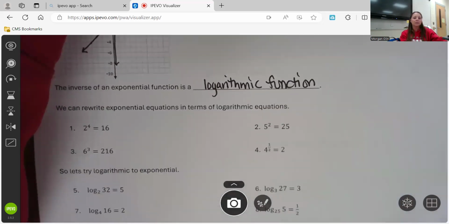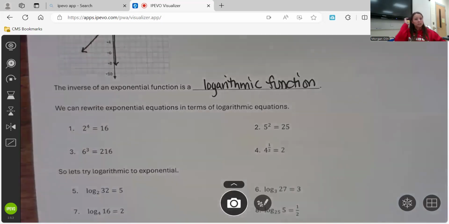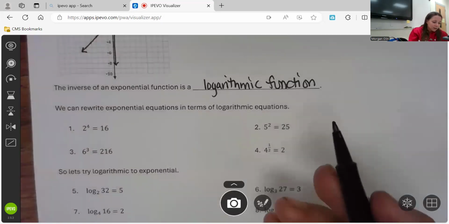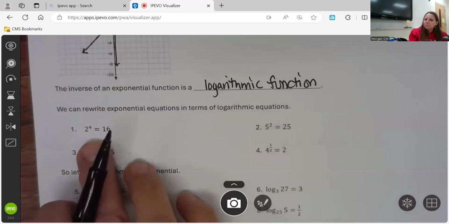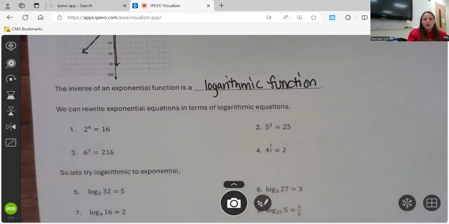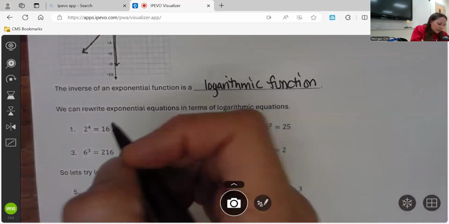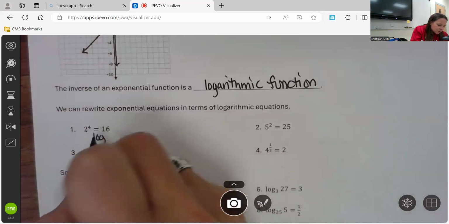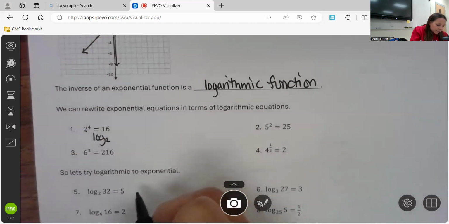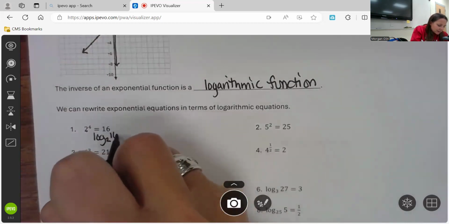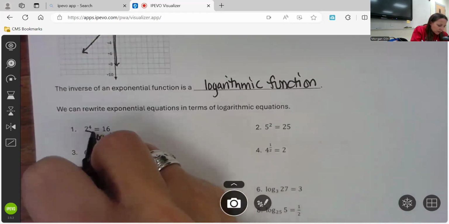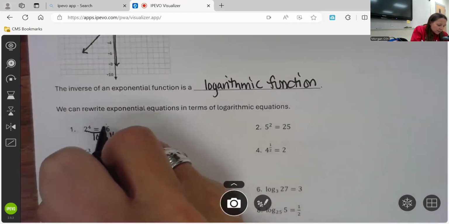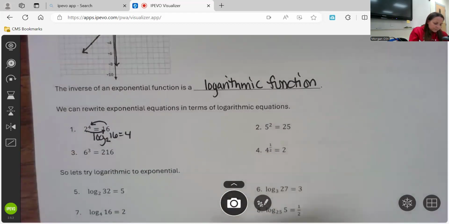So here we go. We can write exponential equations in terms of logs, and that's what I just did a second ago. I'm going to write 2 of these, and then I want you to pause it, see if you can write the next 2, and then see if you get them correct. Here, the base of that exponent is going to go down here, and then 16 equals 4. So think a log loop: 2, and then 16, and then 4.